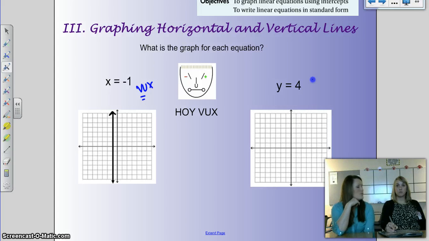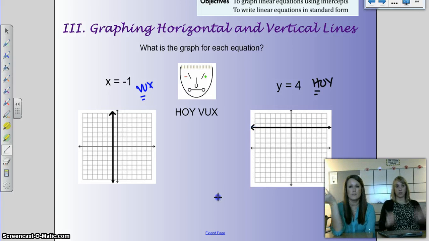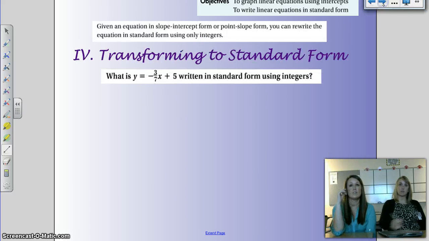Okay. And then y equals 4. That's going to be HOY. That's a y. Put the HOY, or put the y in there. So we're going to 1, 2, 3, 4, and it's going to be horizontal. So awesome. And it's just that easy, guys. It's way easy. As long as you're using a straight edge, life is great. That's true.